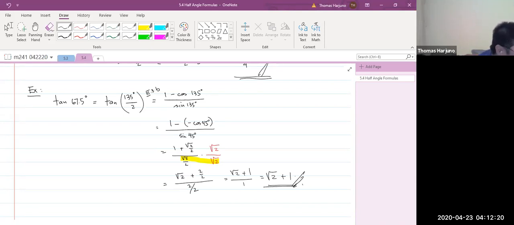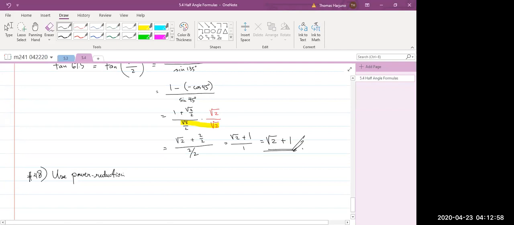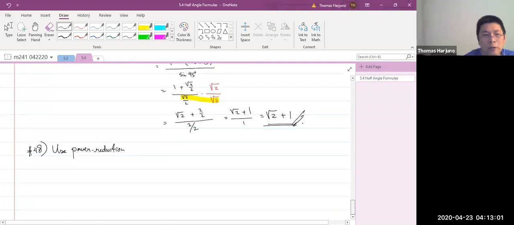Okay, let's see more. How about the proofing? Which question do you want me to do? Don't do number 48. Number 48 is something you can do without the half angle formula. Maybe I'll write it down. For number 48, use power reduction. Number 44 seems to be interesting.